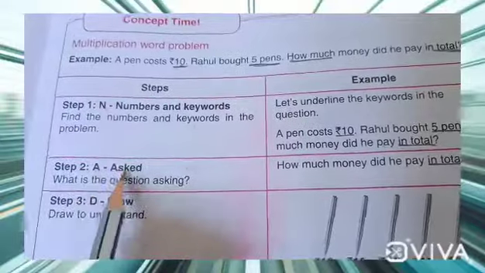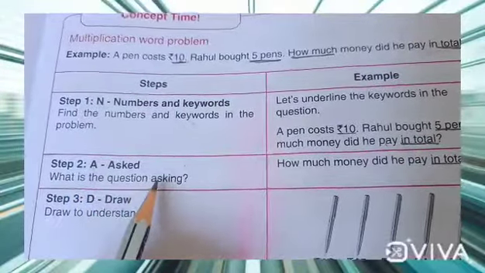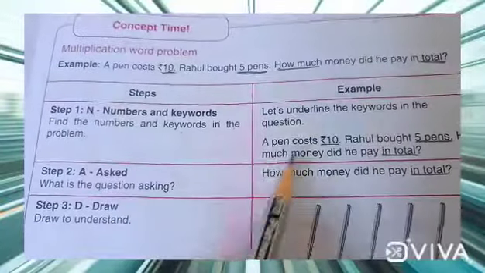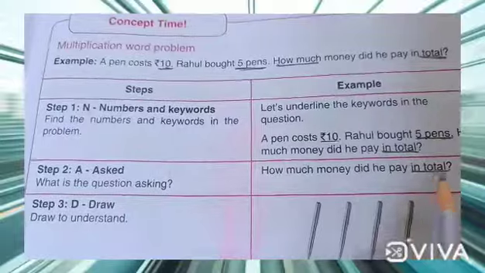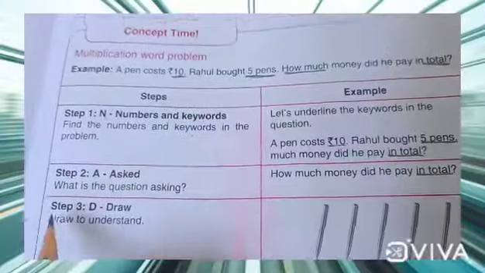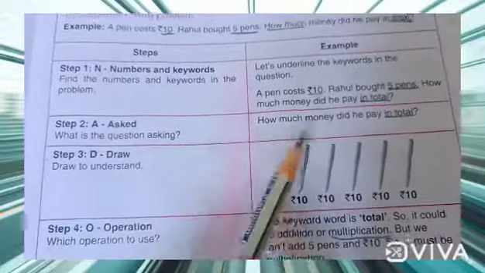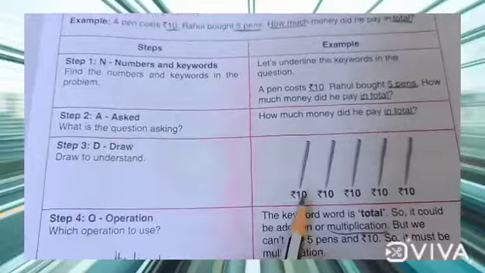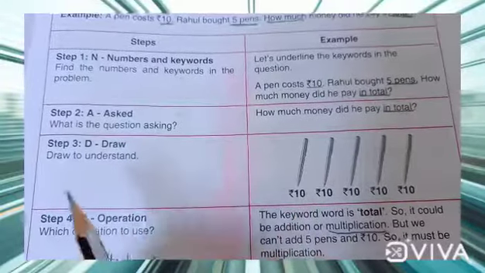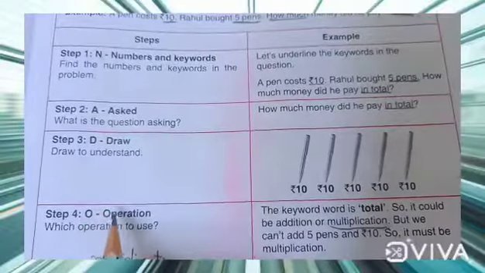Step 2. A for asked. What is the question asking? Example: how much money did he pay in total? Step 3. D for draw. Draw to understand. One pen, rupees 10.